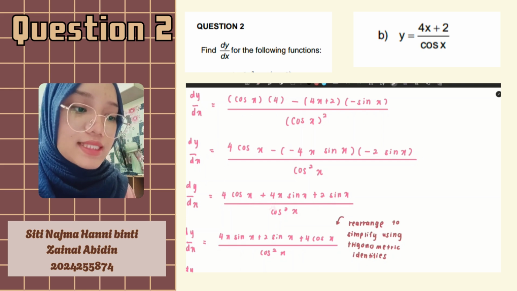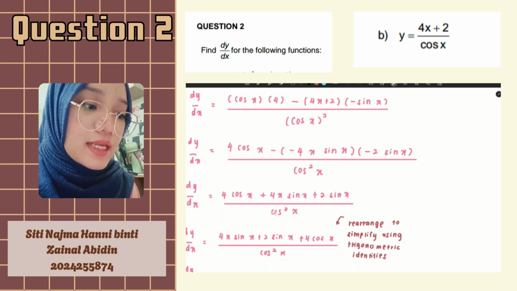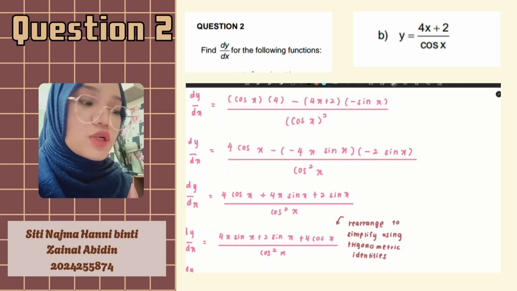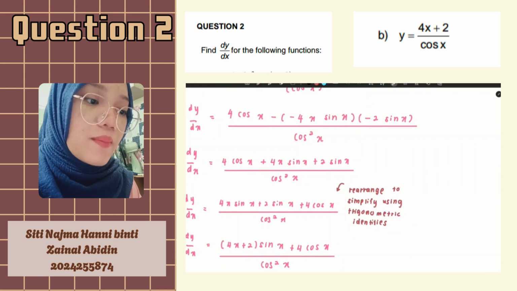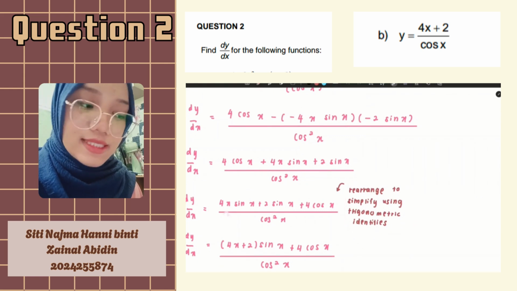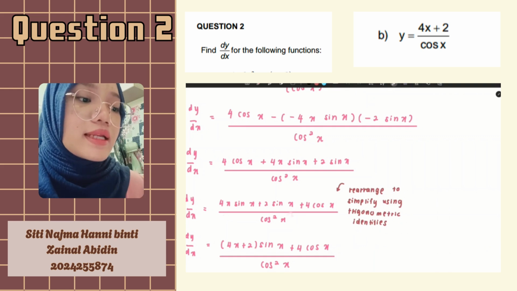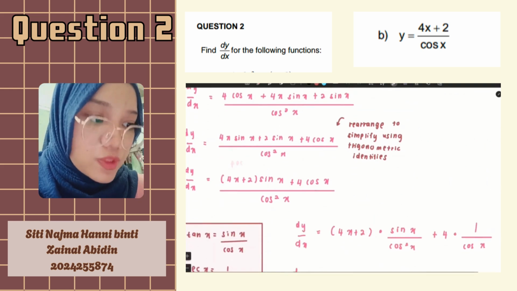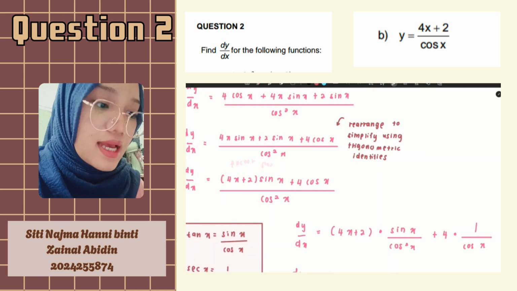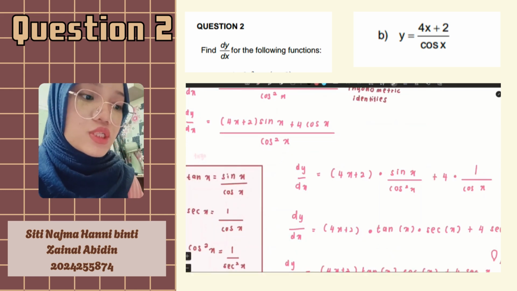That gives me dy/dx is 4 cosine x plus 4x sin x plus 2 sin x over cosine squared x. And then I will arrange the terms in the numerator as 4x sin x plus 2 sin x plus 4 cosine x over cosine squared x. And then I will factor the sine terms as (4x plus 2) sin x plus 4 cosine x. And I will simplify further using the trigonometric identities.